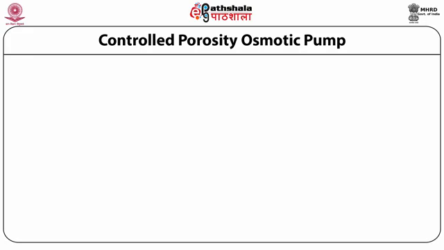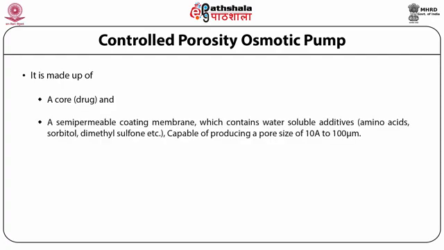Next is the controlled porosity osmotic pump. It is made up of a drug core and a semi-permeable membrane containing water-soluble additives, for example amino acids, sorbitol, dimethyl sulfone, etc., that are capable of producing a pore size of 10 angstrom to 100 micrometer. We had already learned before that we can create pores not in a mechanical way but with the help of some chemicals that dissolve and create certain pores. This is what we are discussing here.